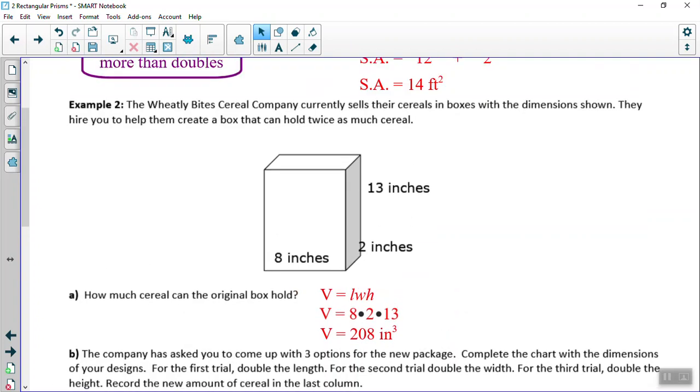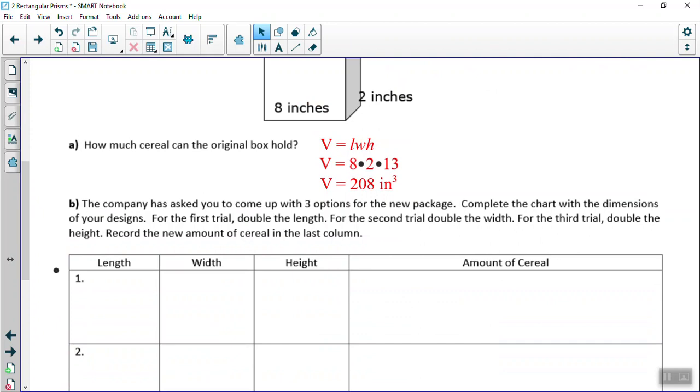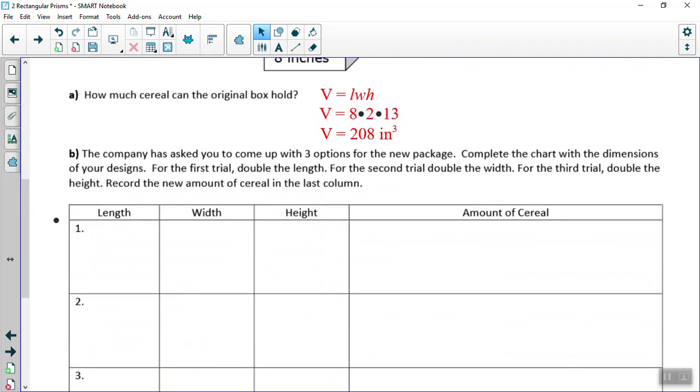Now we want to help them create a box that can hold twice as much. We want to be able to double this. So what do we have to do? So the company has asked you to come up with 3 options for the new package. Complete the chart with the dimensions of your designs. For the first trial, I want you to double the length. For the second trial, I want you to double the width. For the third trial, double the height. Record the new amount of cereal in the last column.